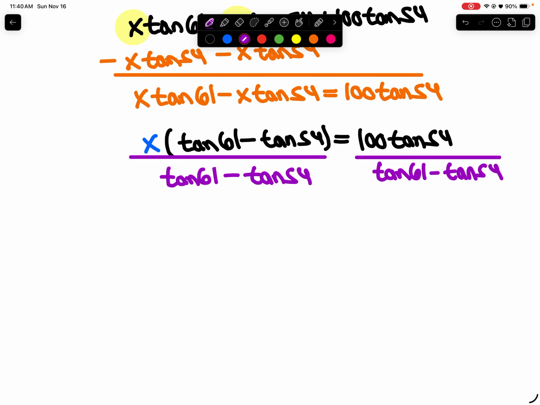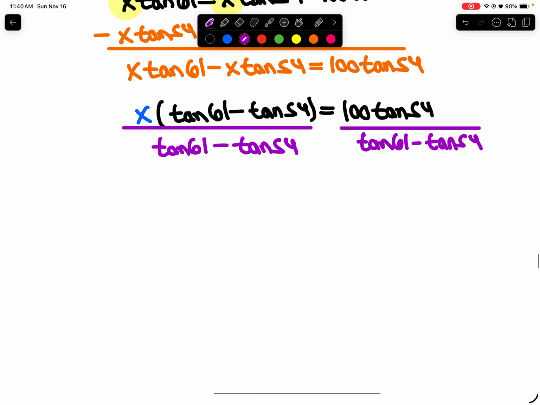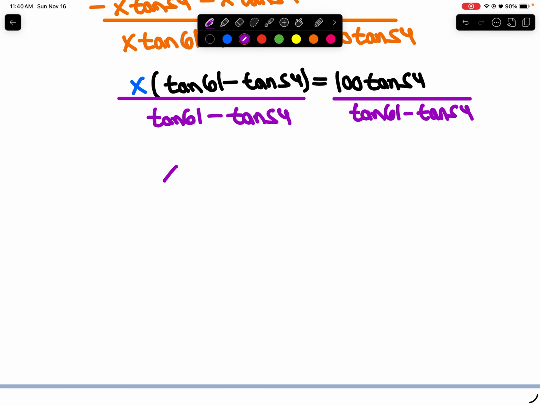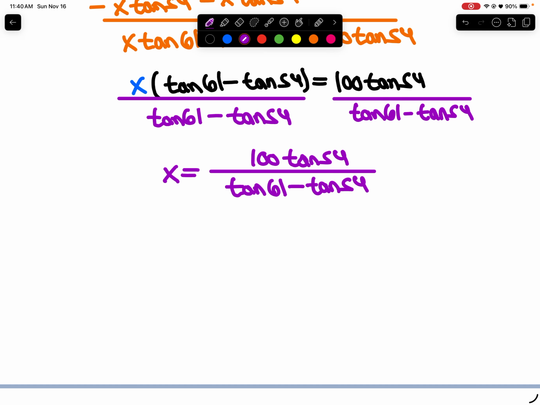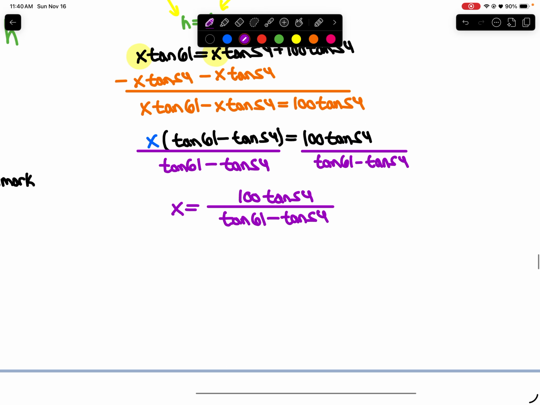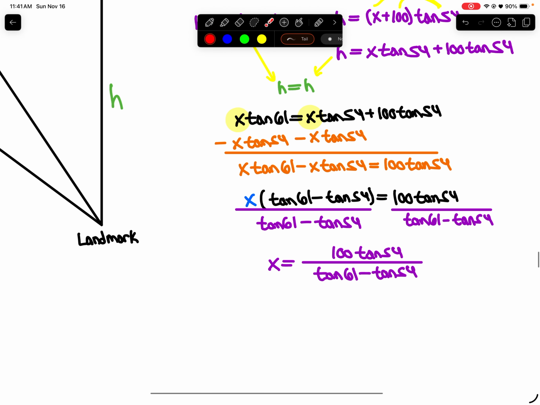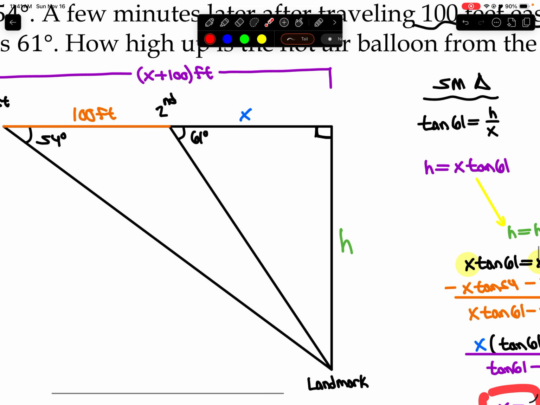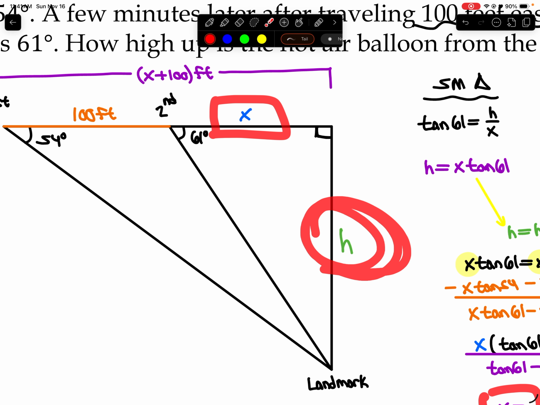So I know it's hard to realize, maybe you can hear it, but hopefully you notice I haven't even touched my calculator yet. So I'm strictly doing all these steps by hand for right now. We're not going to use the calculator until the very end. So my x value in exact form is going to be 100 tangent 54 over tangent 61 minus tangent 54. So I'm still not even going to grab my calculator, because if I were to type that in, that gives you the x value. That gives you this horizontal length. What we want to know is the height.